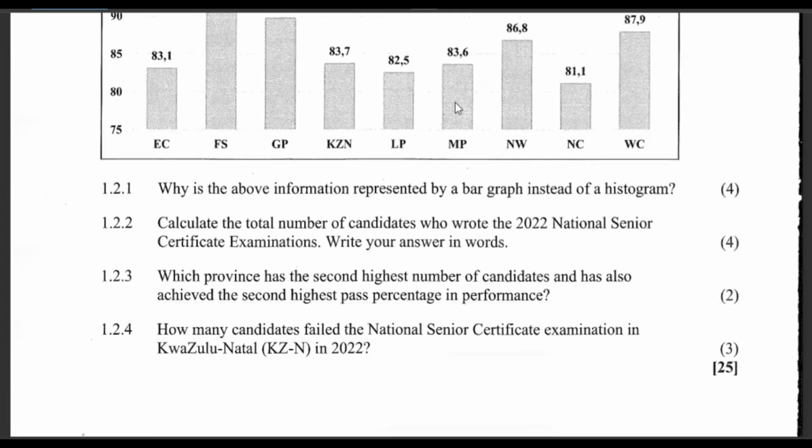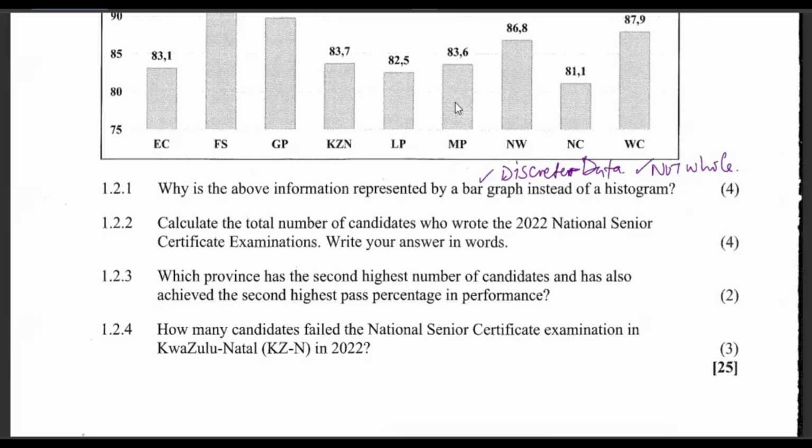Why is the above information presented as a bar graph instead of a histogram? Remember, a bar graph is usually used for discrete data, and indeed this is discrete data. Another thing is that it's used when the data is not a whole, because this is also a percentage per province. So that's why we can use a bar graph.